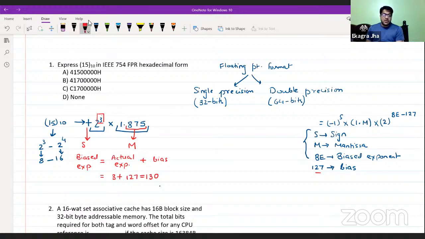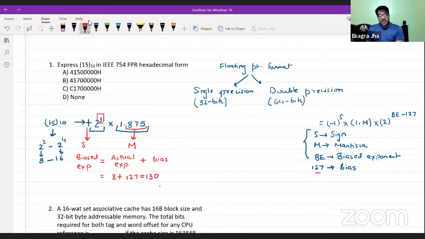This is how you calculate the three values, the sign, the biased exponent, and the mantissa, and you can put them in the given IEEE format. Now the only thing you need is the binary format of 0.875 as a fractional part. You need to find this fractional part in binary. So how do you actually find it?